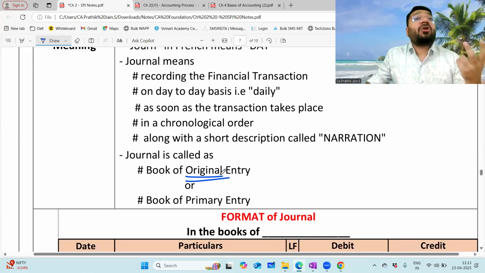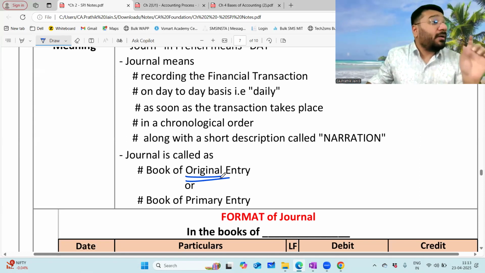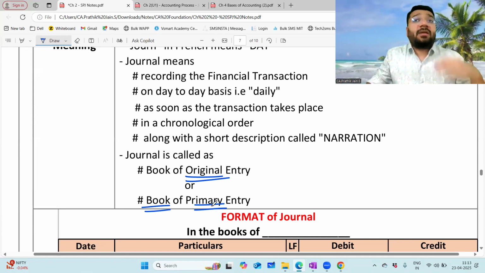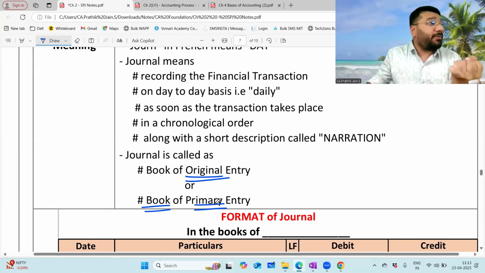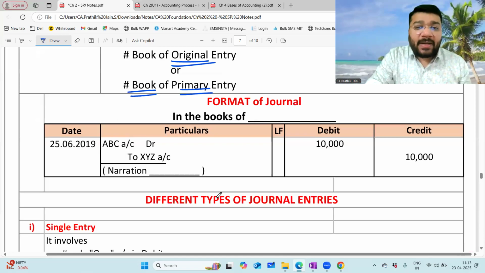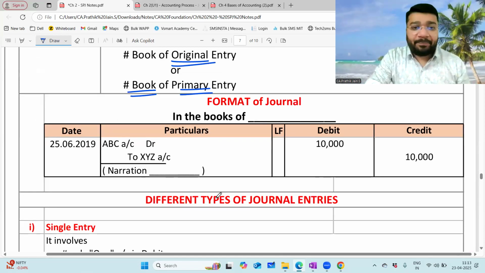This is the origination of the accounting records. This is also called the book of primary entry. This is the first time where you're primarily recording the entry, so it is also called the book of primary entry. And in the last class, we discussed the format of the journal. So I hope all of you know this and are familiar with this.